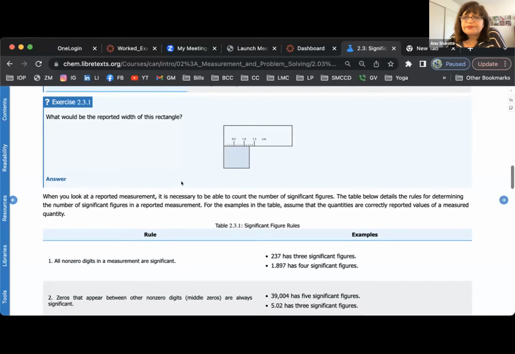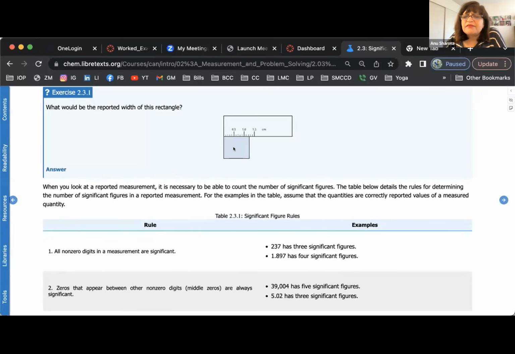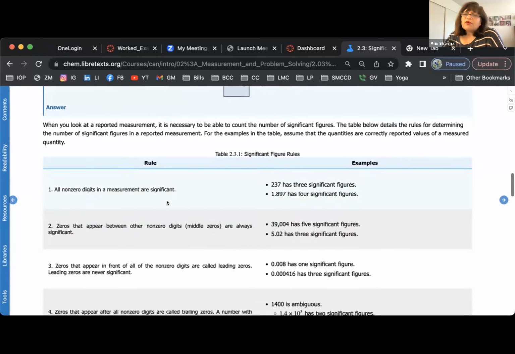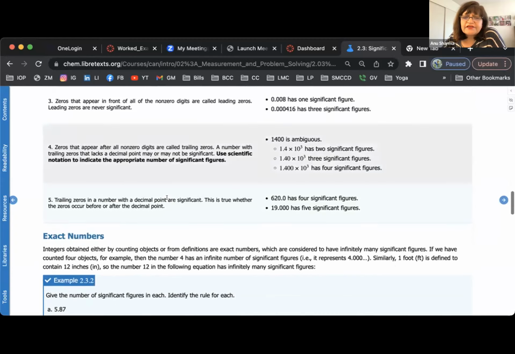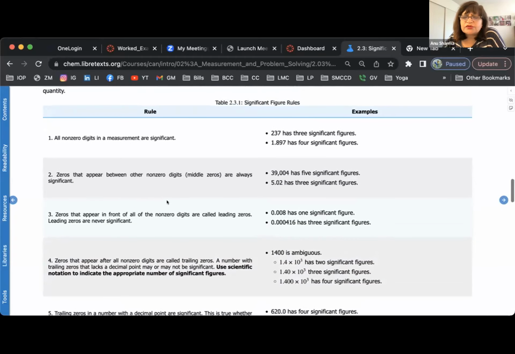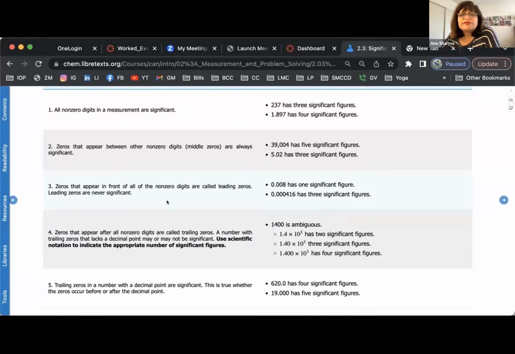So when you look at it, the answer could be any one of these, based on what I told you. Now, there are rules regarding significant figures and exact numbers. We talked about the rules in the previous videos, but let's quickly review here that non-zero numbers are always significant. So 237 is 3 significant figures, 1.897 is 4 significant figures. If there are zeros that appear between the non-zero numbers, those are also important.